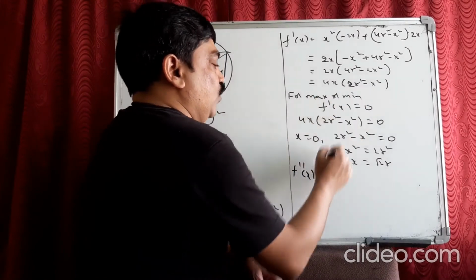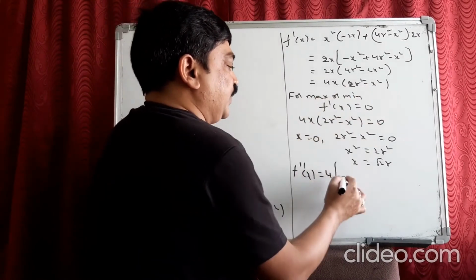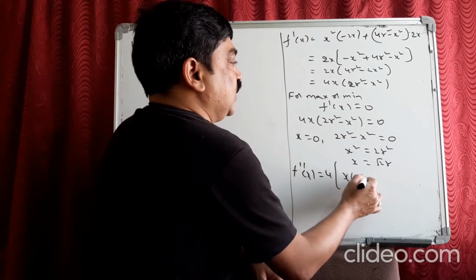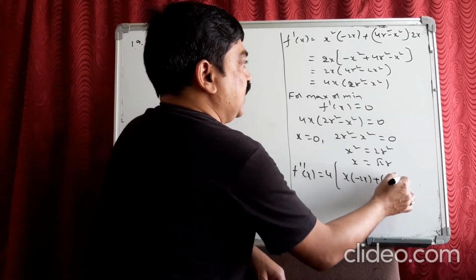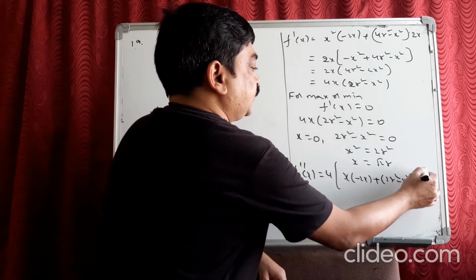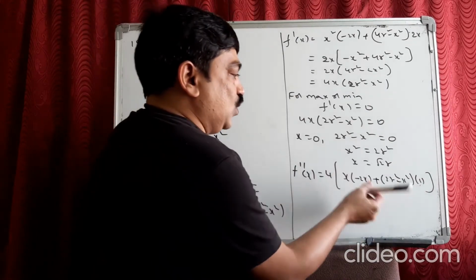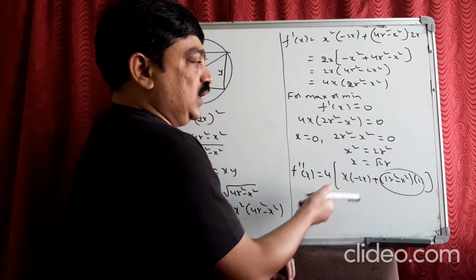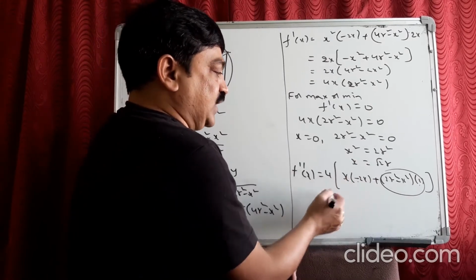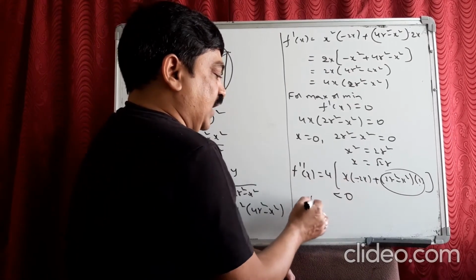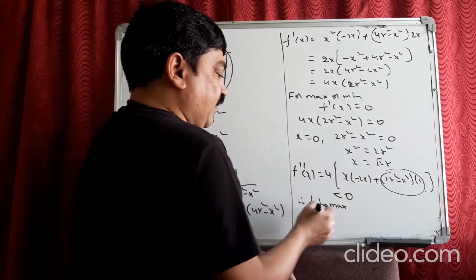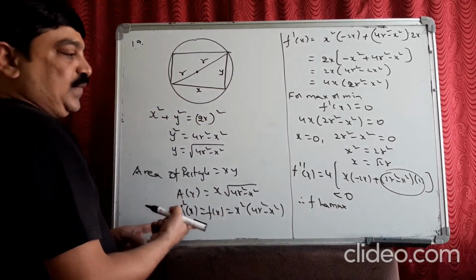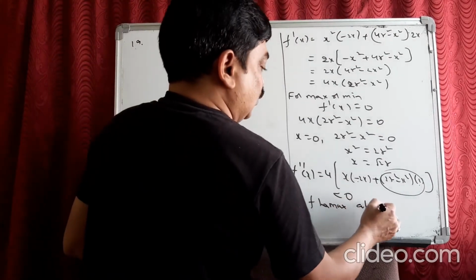So 4 is a constant. Let us go with uv. So x into minus 2x plus 2r square minus x square into 1. When I take x as root 2r, the whole thing becomes 0. Root 2r means 2r square. So it becomes negative. Therefore, f has a maximum. f has maximum means area is maximum. Maximum at x equal to root 2r.